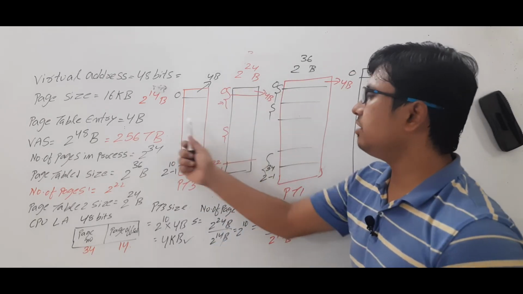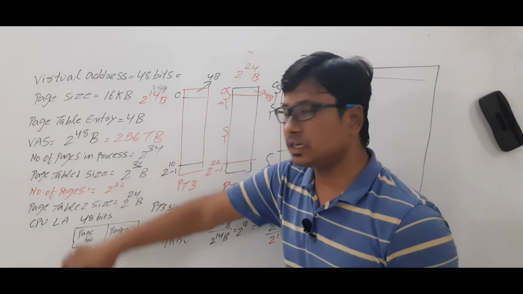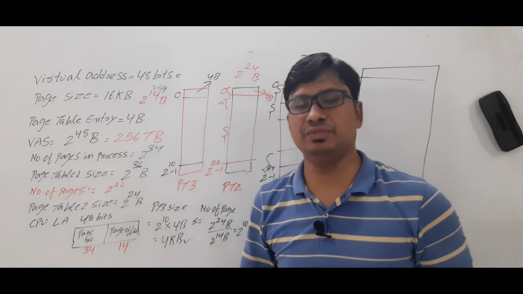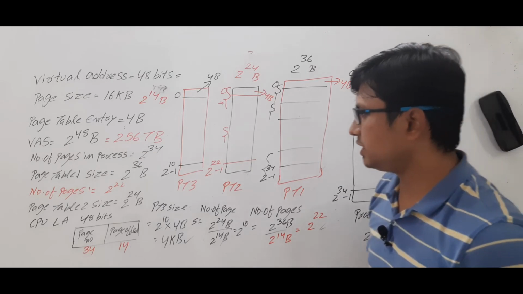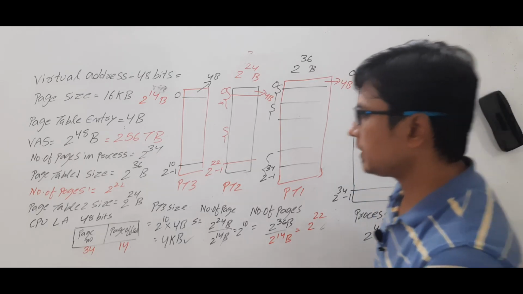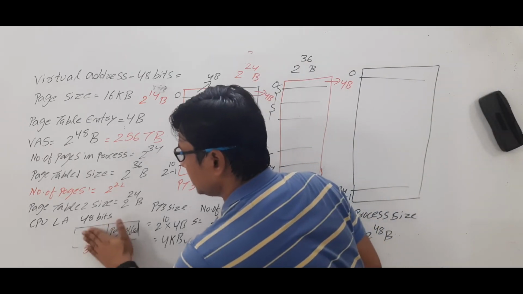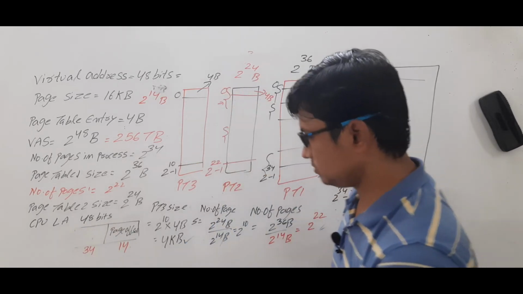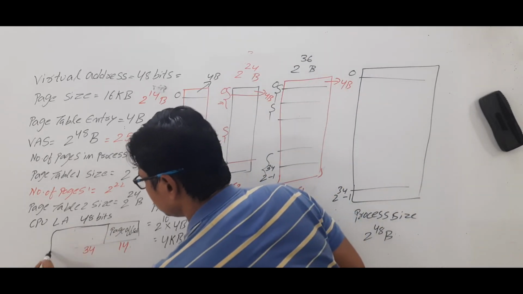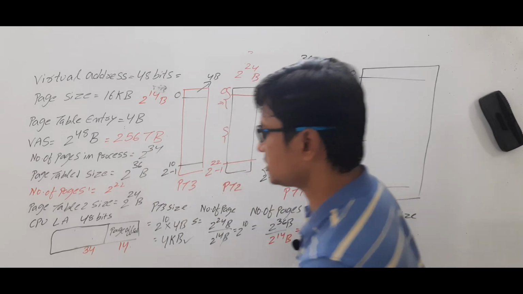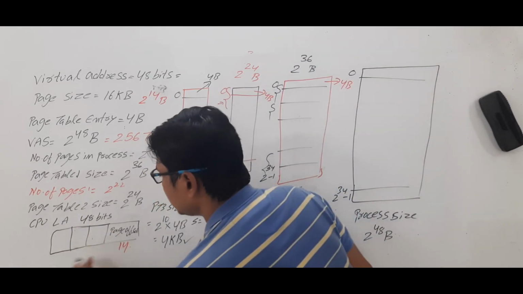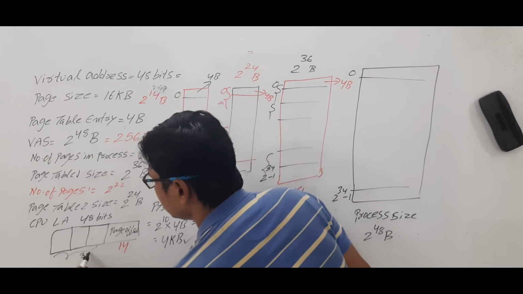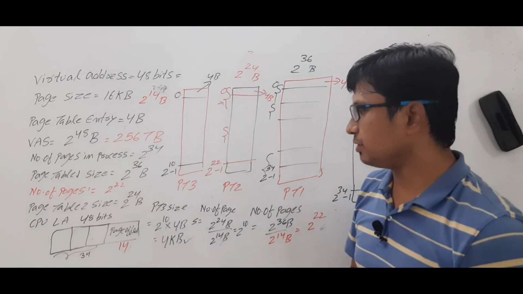But this is 3-level paging, so this page number will be split into 3 parts. Are you able to understand? I am searching for a space where I should write that split up. Okay, let me write that split up here only. 1, 2, 3. So this entire part is 34 bits. I hope it is visible for you.